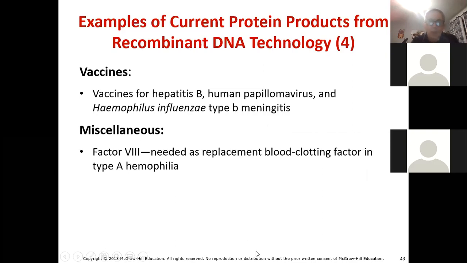Vaccines: hepatitis B, human papillomavirus, Haemophilus influenzae, which is a type of meningitis. Some miscellaneous: Factor VIII is replacement blood clotting factor in people who have type A hemophilia.